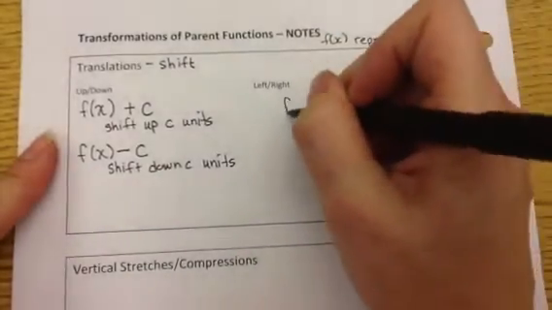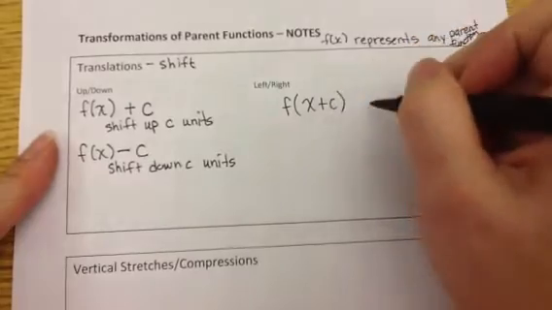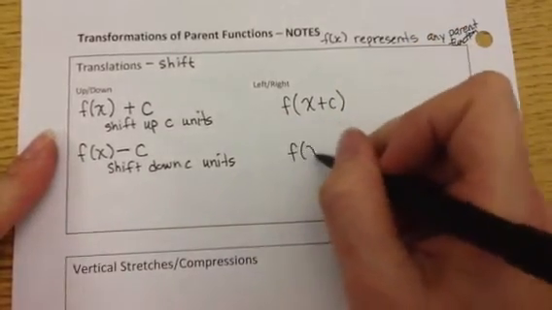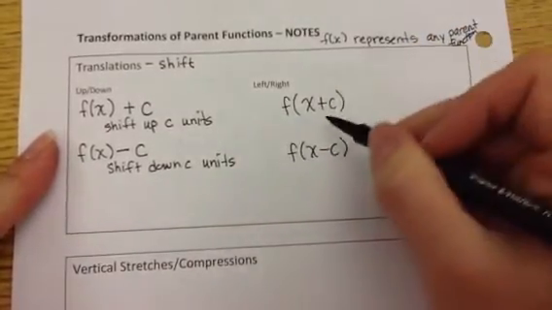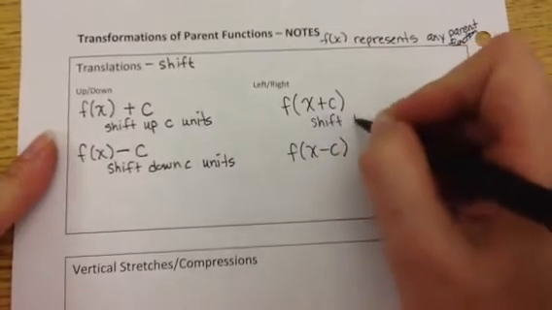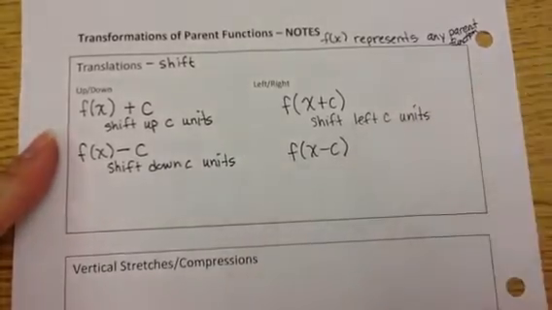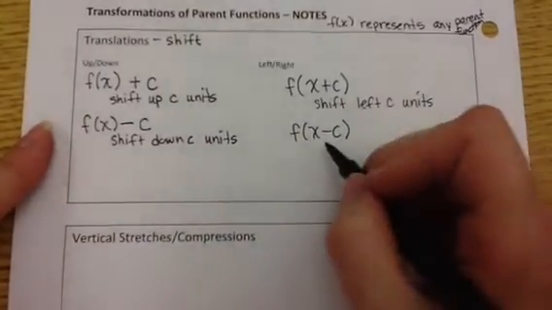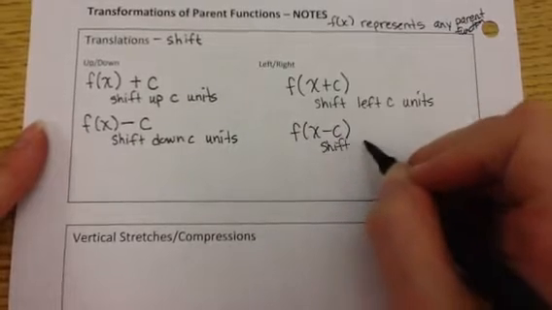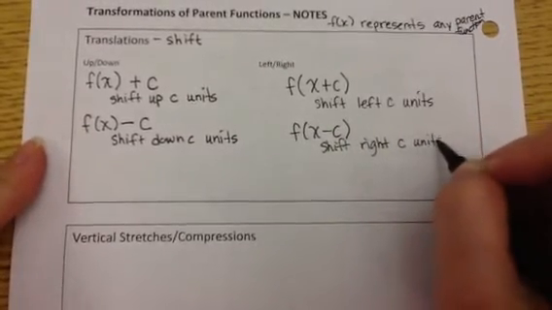To shift left and right, that number that we're adding or subtracting is going to be inside the parent. If we have f of x plus c, that is going to shift left c units. And if we have f of x minus c, that is going to shift right c units.